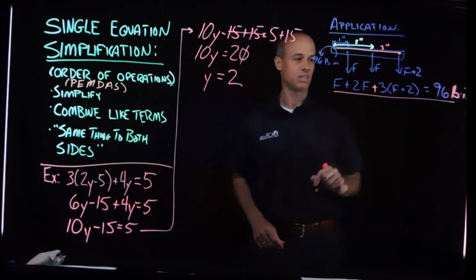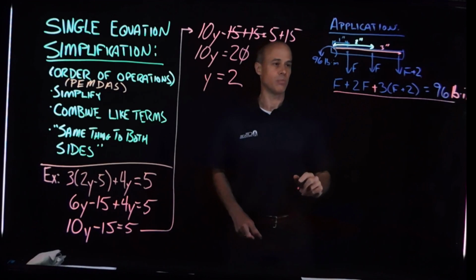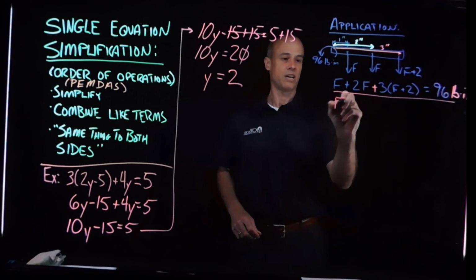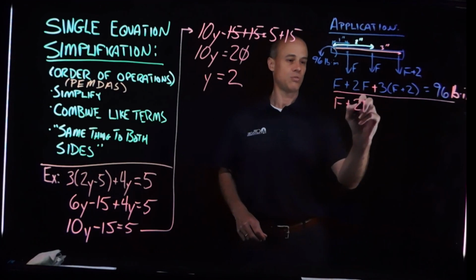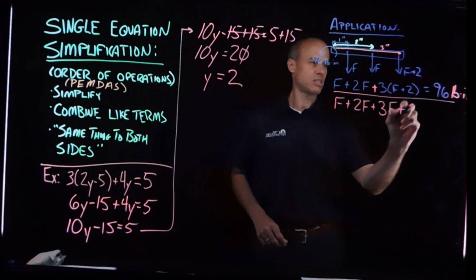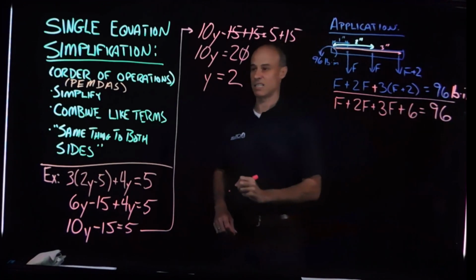we're going to look at these parentheses. The terms inside are not the same, but we're going to go ahead and get rid of those parentheses by using the distributive property again. So we'll have F plus 2F plus 3F plus 6 is equal to 96.